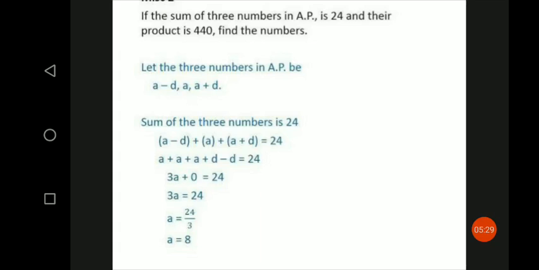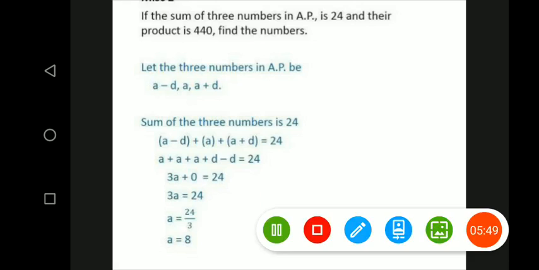I hope that you have done as I have instructed. You have paused the video and then you have solved the question. If you have done that, then you can easily find out which method is easy and how easily we can get the answer from this method. Let me explain this method to you.